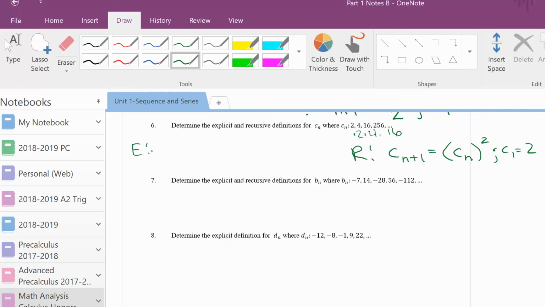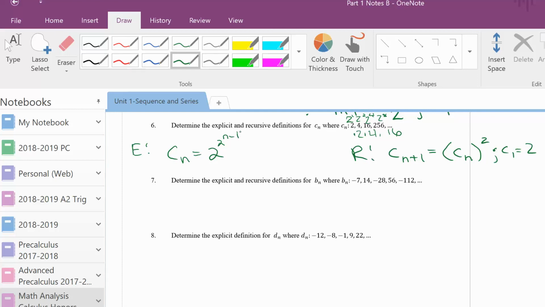The explicit is not as easy. You just have to recognize that this is 2 to the first, 2 to the second, 2 to the fourth, basically 2 to the eighth. So if you notice, with the explicit definition, C sub n is equal to 2 to the power of 2 to the n minus 1. And that one's a tough one that you just kind of have to look at and recognize.